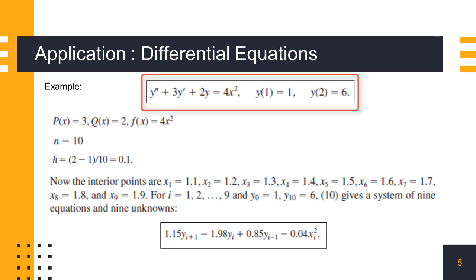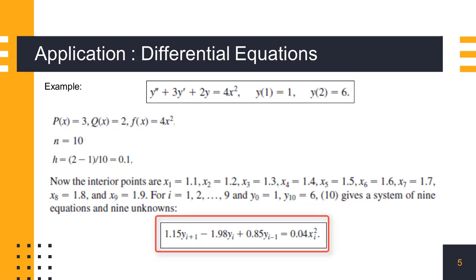Now, we consider an example of second-order non-homogeneous differential equation, subjected to boundary conditions. Here, the terms p and q are constant, but term f is a function of x. We divide the domain in 10 equal divisions and get the step size of 0.1. Then, we calculate the location of the 9 mesh points, where solution is to be calculated. First point x0 and last point x10, being boundary points, the solution is known.